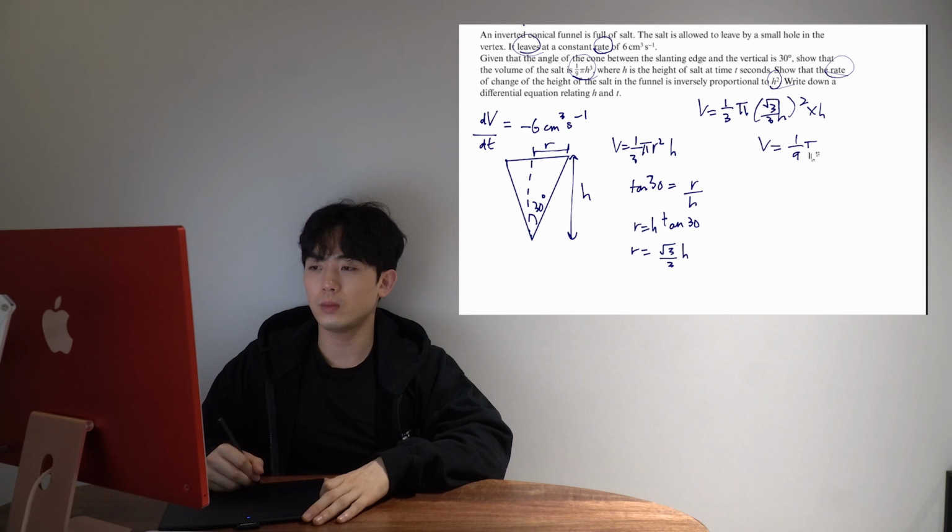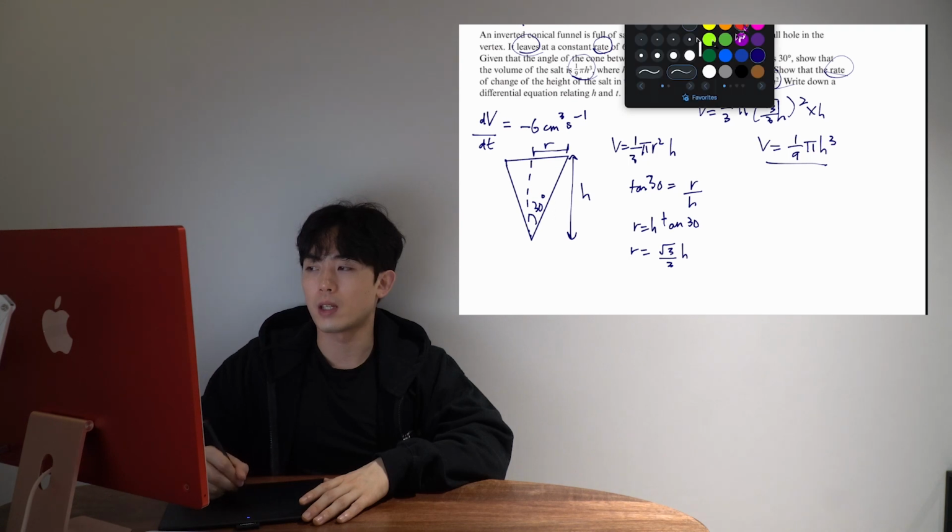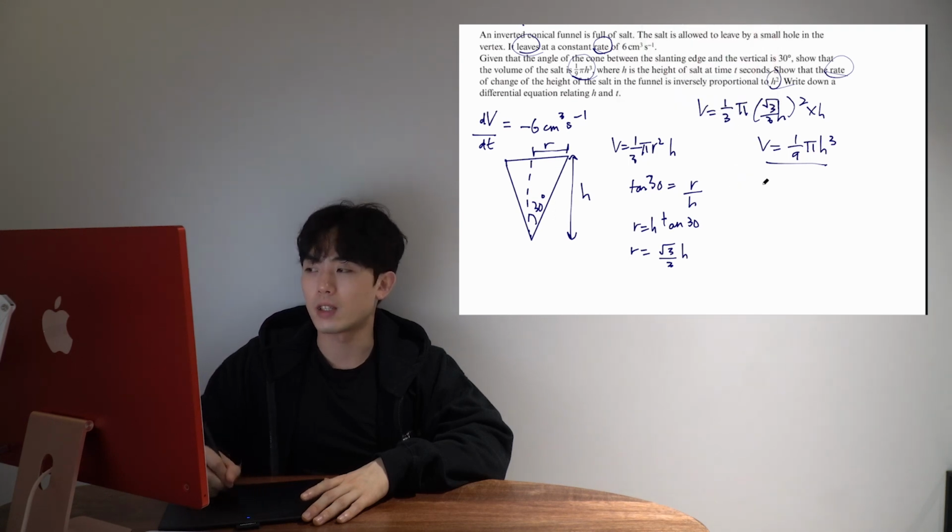Alright, next part. Show that the rate of change of height of the salt is inversely proportional to h squared. Once again, important word to note, rate, right? So that means something over dt. In this case, what is it? Well, the rate of change of height is dh by dt, and they're saying it's inversely proportional to h squared, like this. So that's what we're going to try and show here.